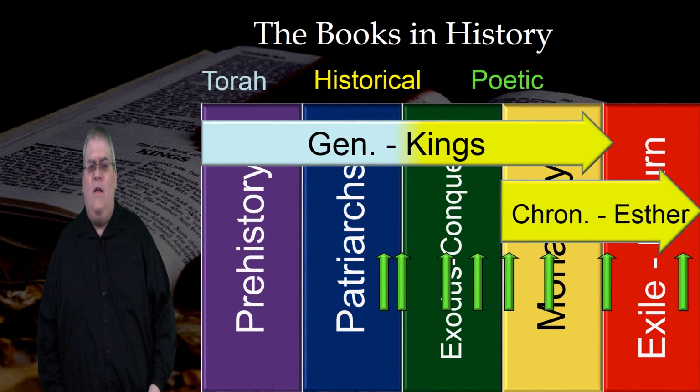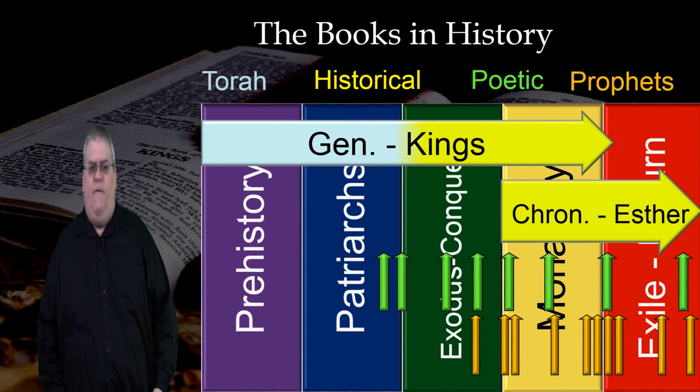And then the poetic books and the prophets. Each book is distributed in different places throughout the historical epochs. And a few of them don't have precise dating. We don't know for sure. But the prophets, they're mostly clustered around a few crisis points in Israel's history. Now, we'll look at the historical placement of each book in more detail when we study that particular book.